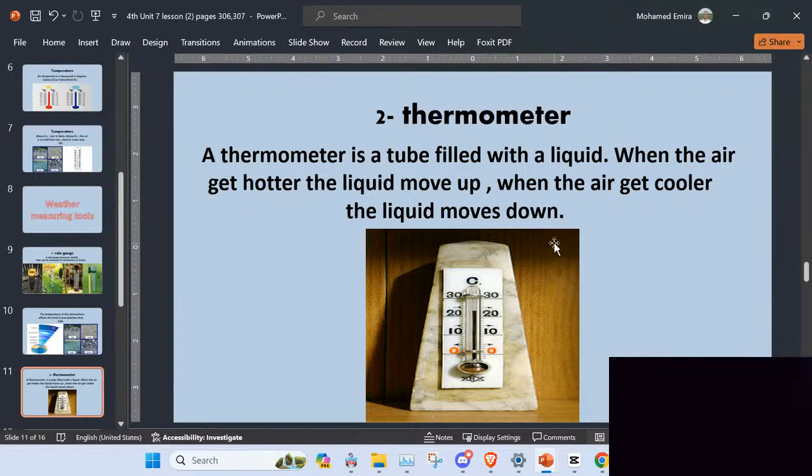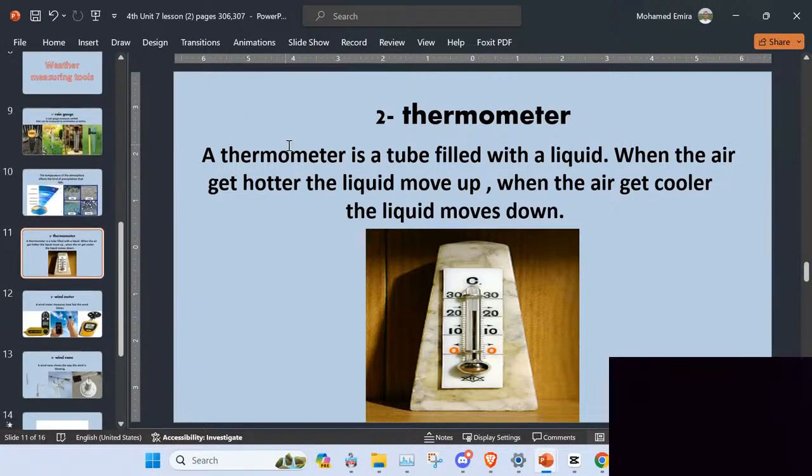We already spoke about it, but let's read it quickly because we already know it. A thermometer is a tube filled with a liquid. When the air gets hotter, the liquid moves up. When the air gets cooler, the liquid moves down. This liquid inside tells us the amount of heat. When it touches a very hot body or a very hot human, for example, the temperature gets too high and the liquid goes up, and if it touches a cold place, it goes down. We already know that it measures temperatures in two scales: Celsius and Fahrenheit.